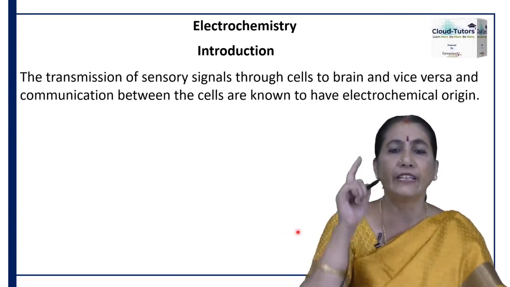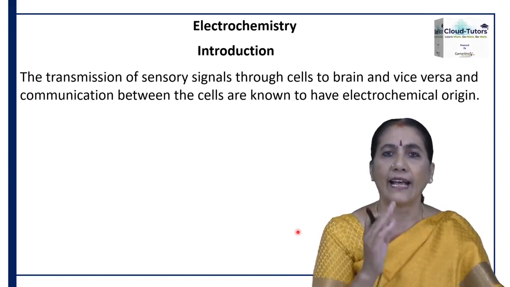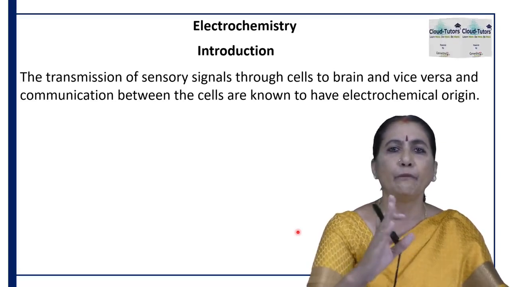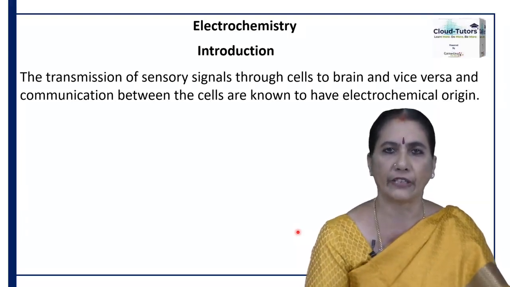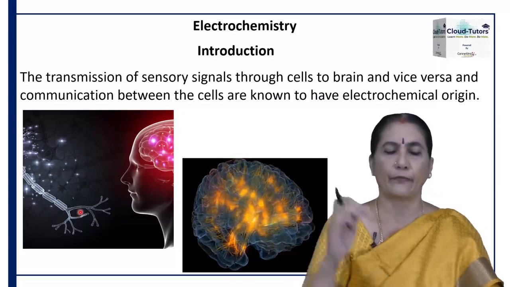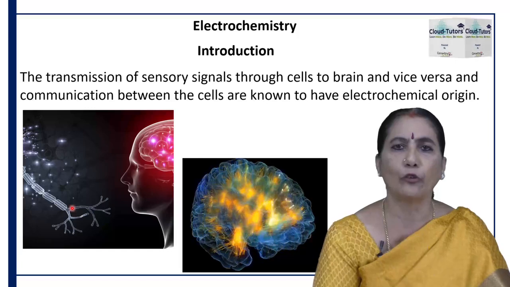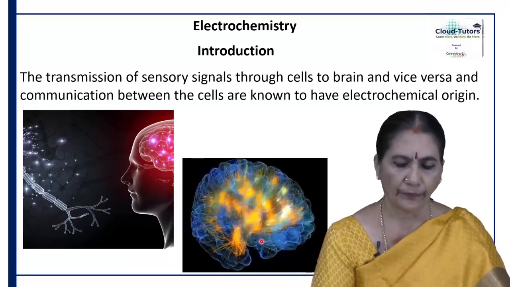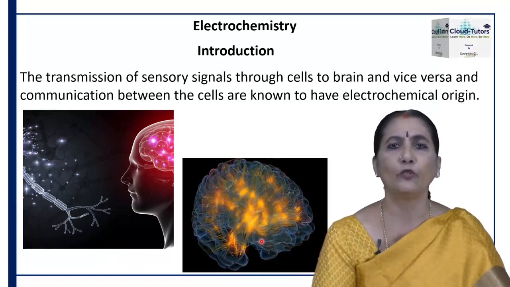The transmission of the sensory signals, especially through the cells, to the brain and vice versa, as a result of which we are able to carry out the communication properly between all the cells of our human body, all have electrochemical origin. You can see here the nervous system, which involves the transmission of neurosensory signals. They all happen only because of the principles involving the two energy conversions, as a result of which we are able to easily find out what is happening in the surroundings.